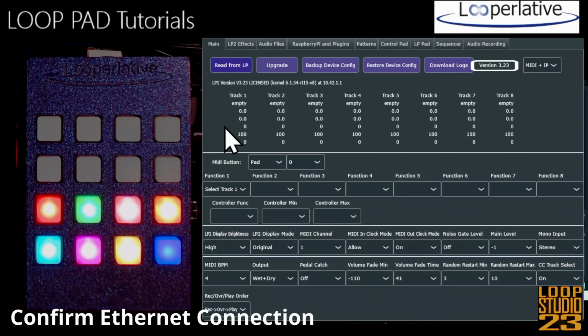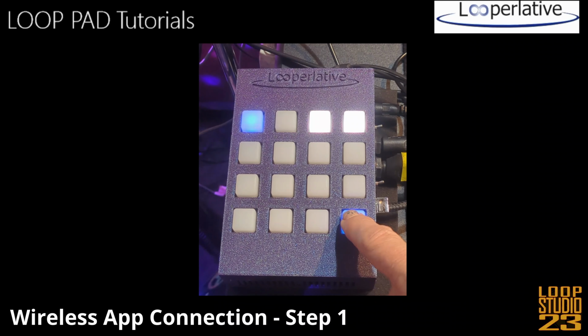To connect wirelessly, the first step is to hold down the lower right blue button for 5 seconds. Holding the button enables a router mode that allows the computer to talk to the loop pad. The computer repeatedly sends out a message searching for the loop pad until the loop pad responds. When using Ethernet, you don't need to hold the button.